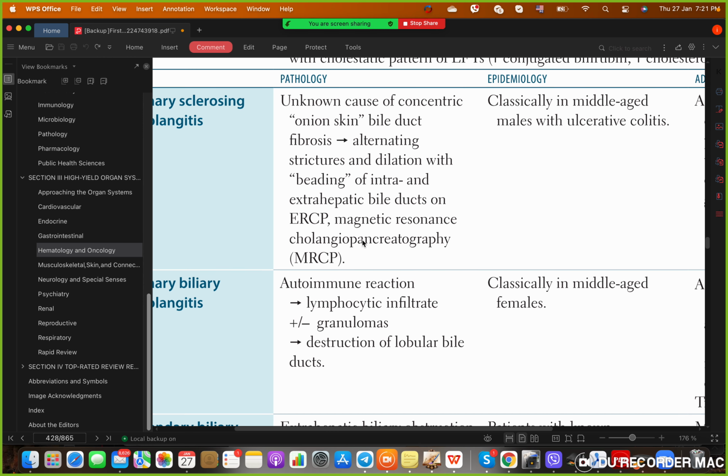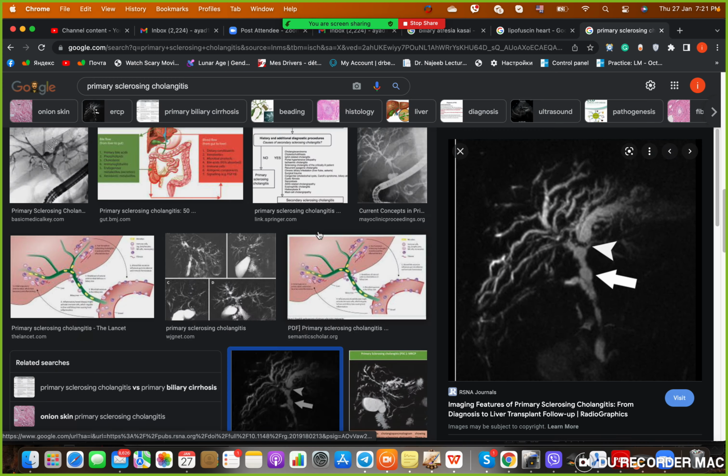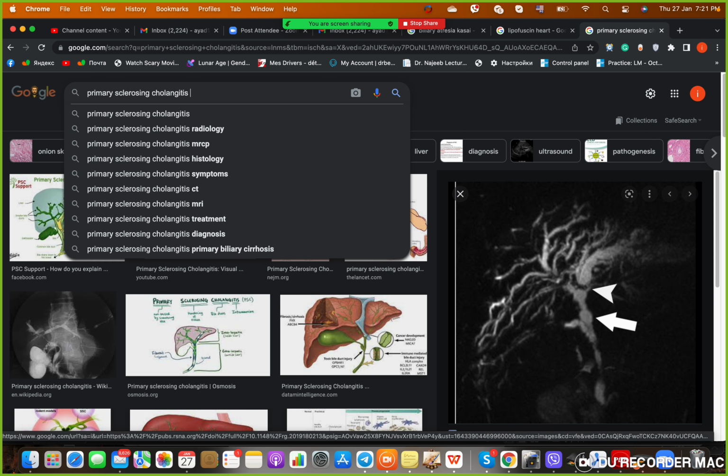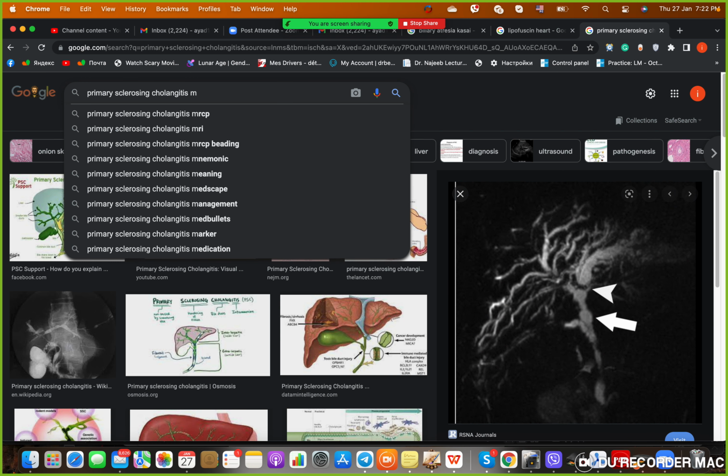Okay. So magnetic resonance cholangiopancreatography also can be done, which is also known as MRCP.